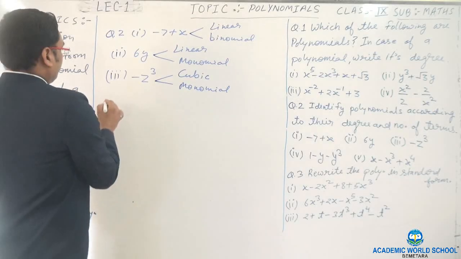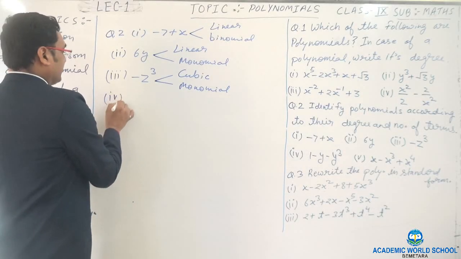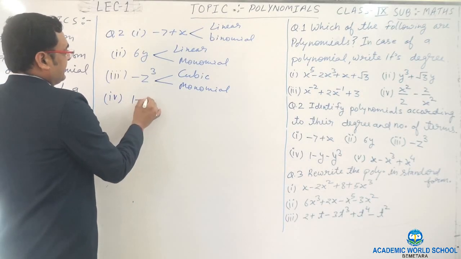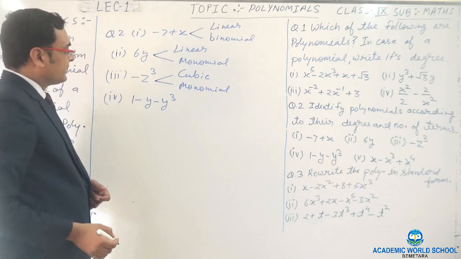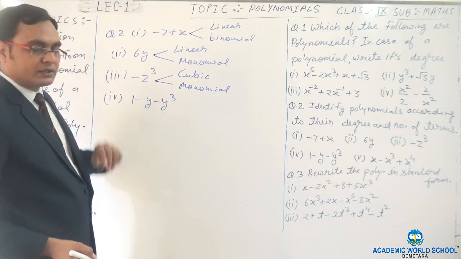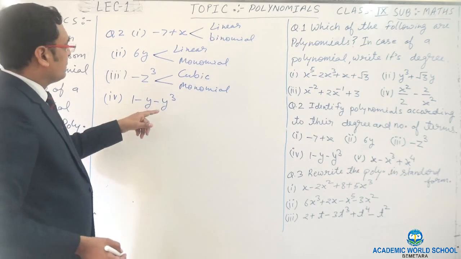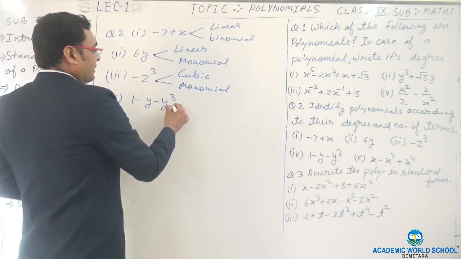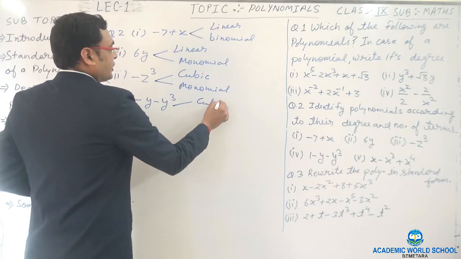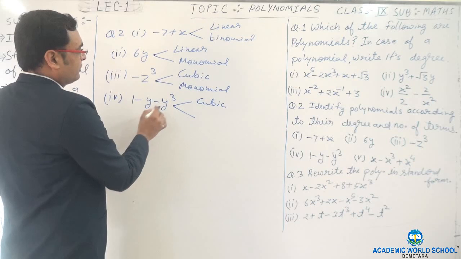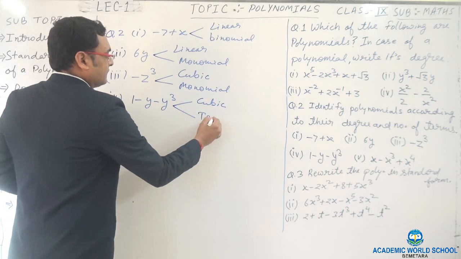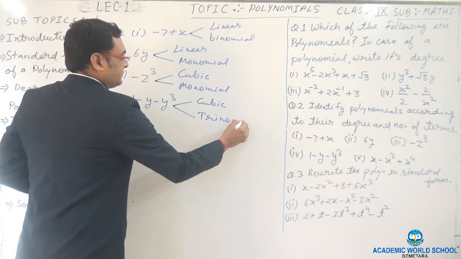Look at the next example. It is 1 minus y to the power 3. Here the highest power is 3, so its degree is 3. So again this is a cubic polynomial, and because it is having 3 terms, 1, 2 and 3, so it is a trinomial.